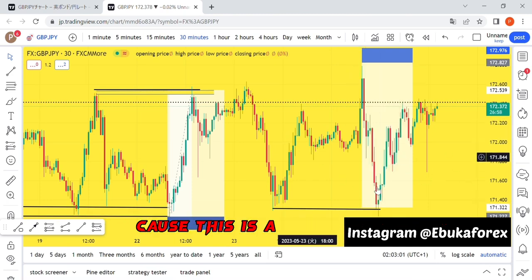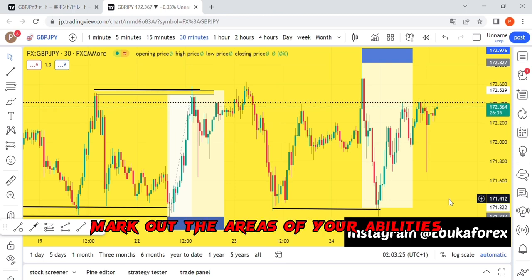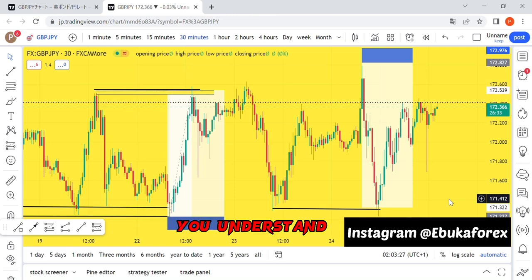Because this is a previous session high, this is a previous London high. When you look over here now, you can see the equal lows here. So after that, just like I did here, you just use your horizontal line or anything to mark out the areas of liquidity. Look at here, let me show you something.